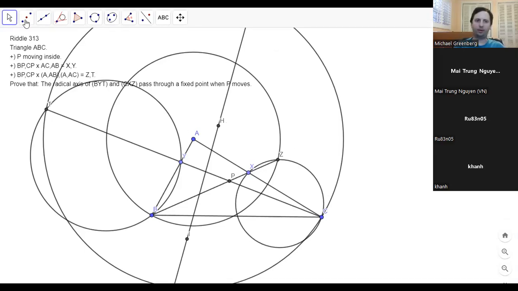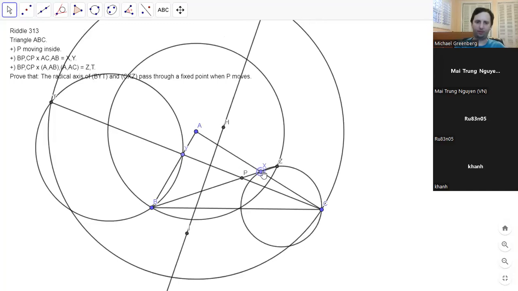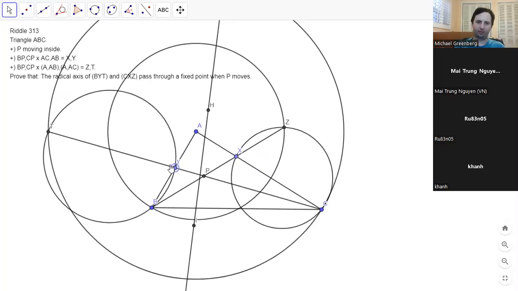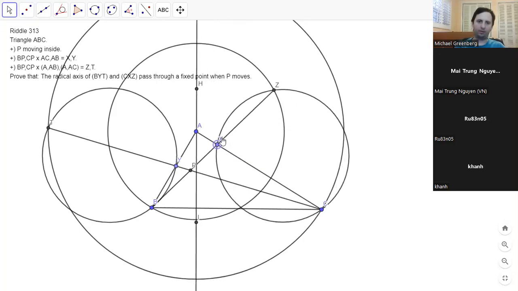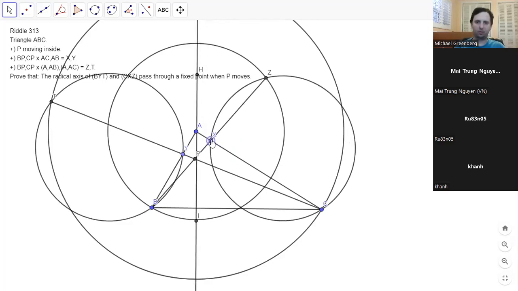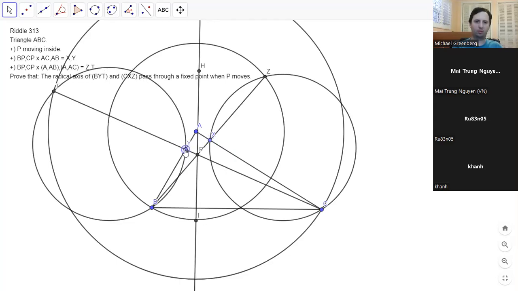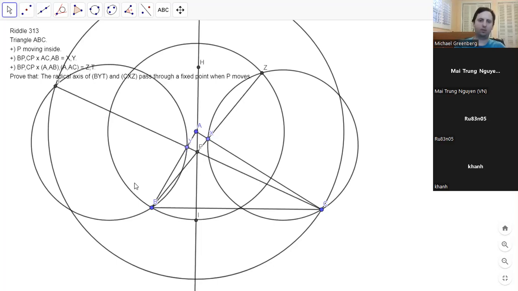Okay, let P be a special point. What point do you want P to be? Maybe I could try it being like the incenter or something. Yeah, what if I make P the orthocenter? Then the radical axis would just be the perpendicular, right? At least it looks like it. Okay, so it lies on the altitude from A.